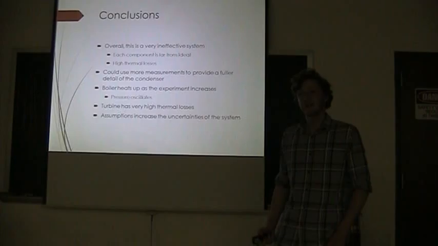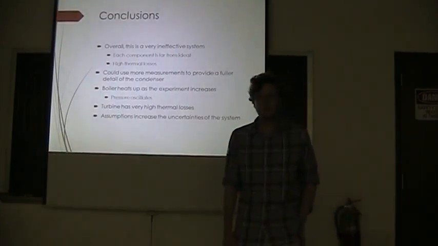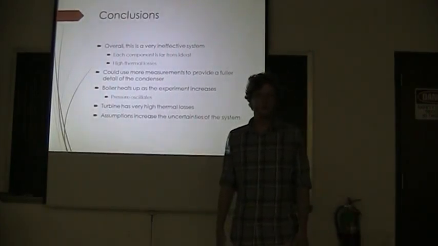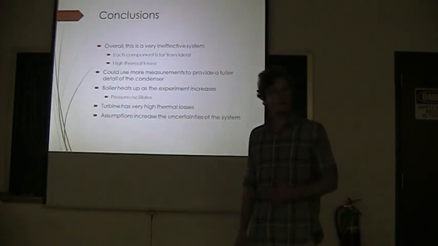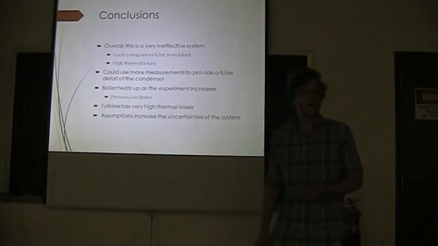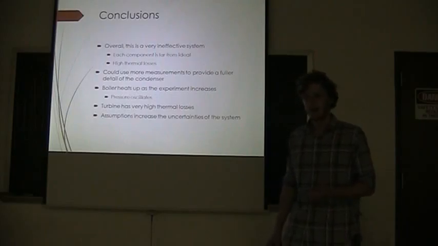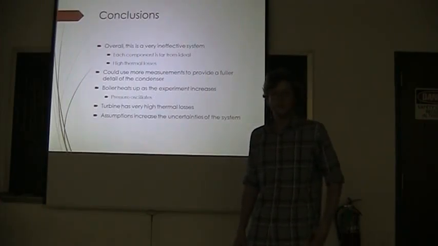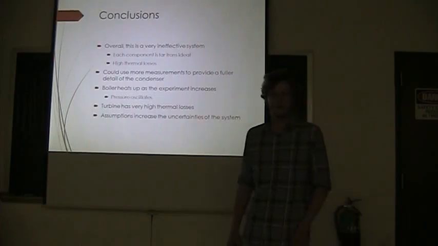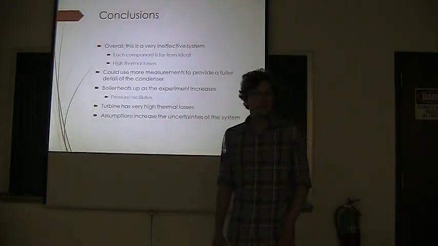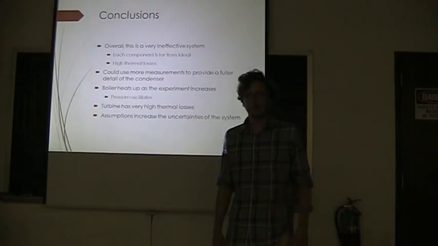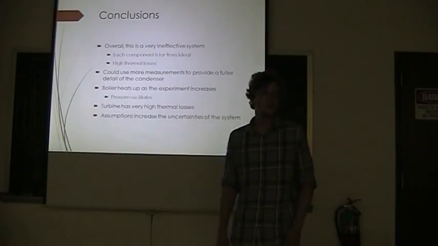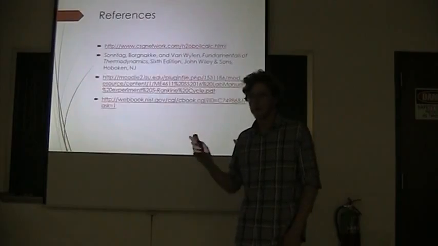And so our conclusions, this is obviously a very inefficient system. We could use more measurements, specifically at the end of the condenser and before going into the boiler, which would increase the accuracy of the measurements themselves. And the boiler heating up, as we mentioned in the plots, has led to less efficiency and less stability, a lot of thermal noise, and very high thermal losses. And the assumptions that we had to make from our measurements also increased the uncertainties of the calculations. So, any questions?